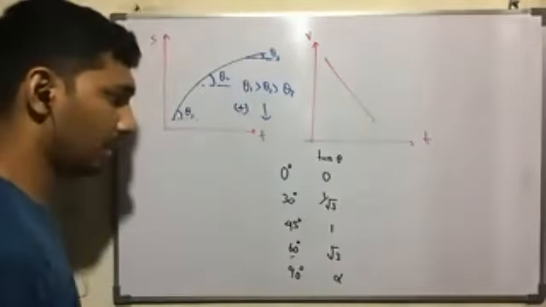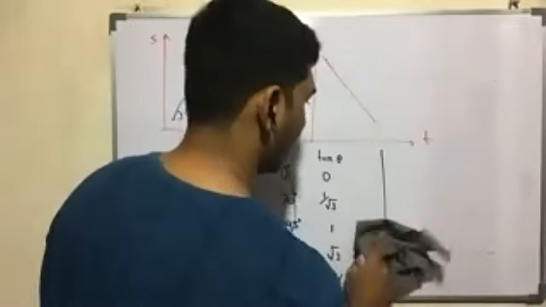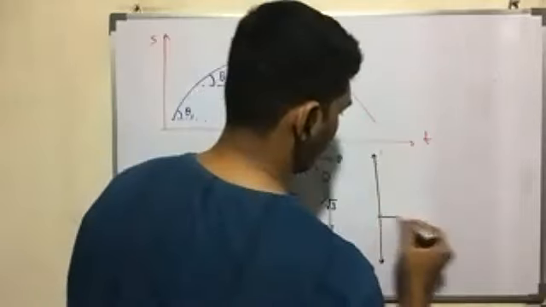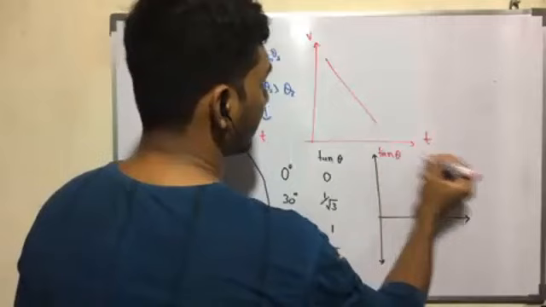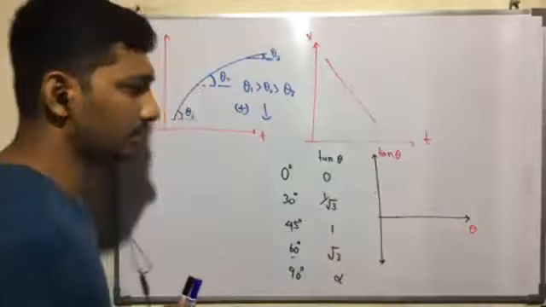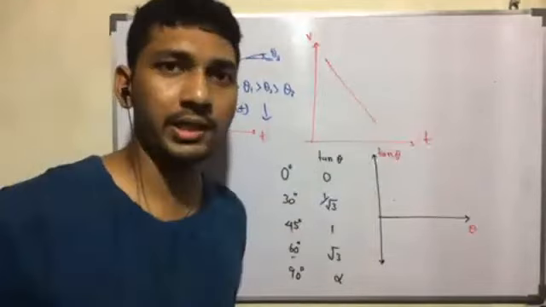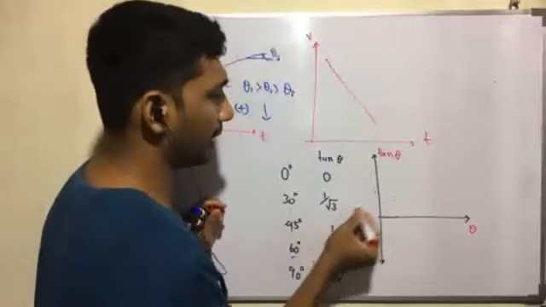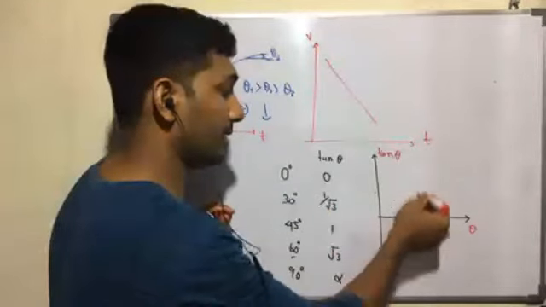So let's try to plot it in a graph. I'm going to plot tan theta against theta. For each theta value, you have to put coordinates for tan theta, and then join them and draw the graph. So for 0, it's 0. For 30, it's 1 over root 3, on the positive side, not negative values. When it comes to 90, it goes to infinity.